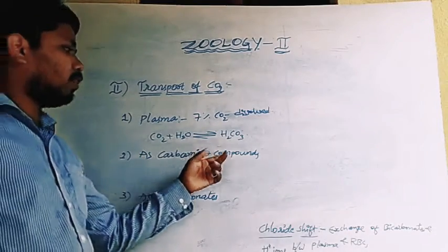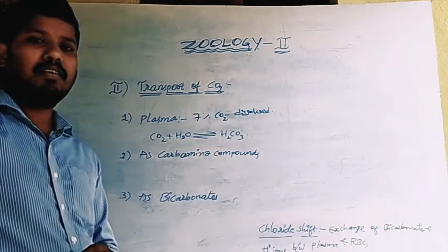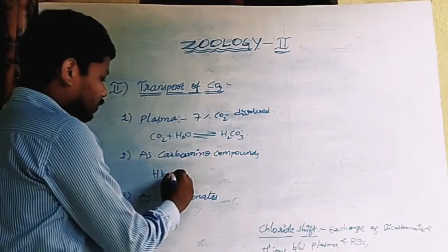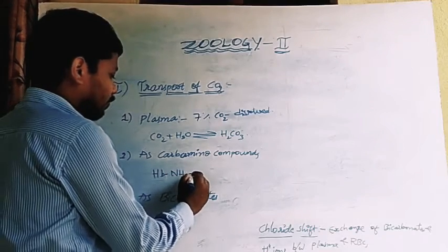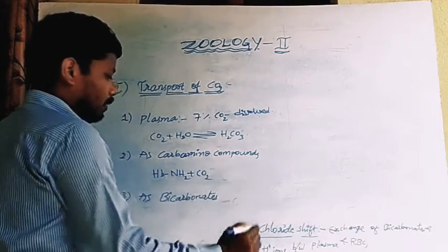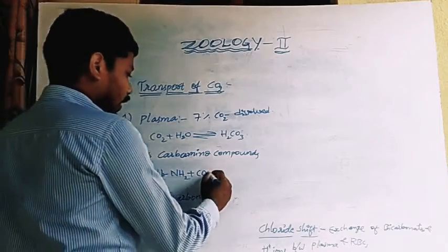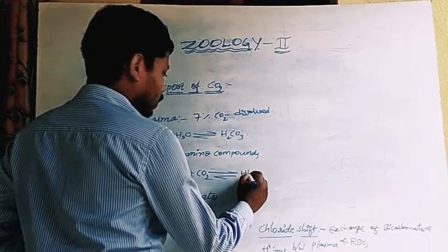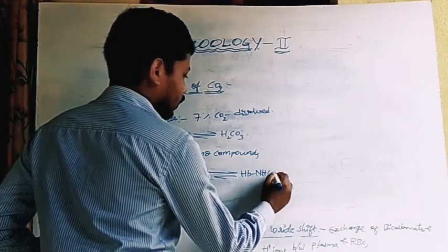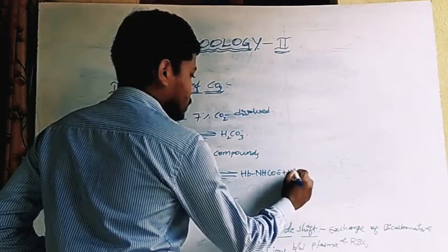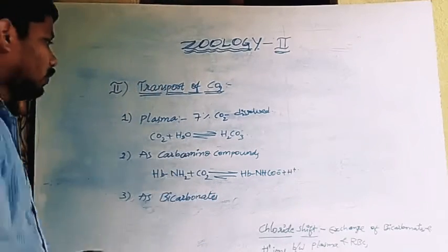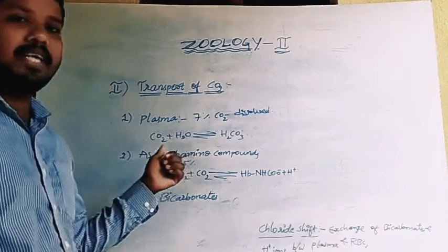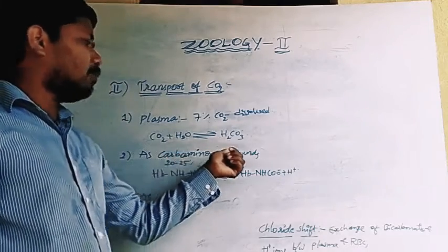Next, carbamino compounds. Here carbon dioxide directly combines with the amino group of hemoglobin and forms carbamino hemoglobin. About 20 to 25% of carbon dioxide is transported as carbamino compounds.